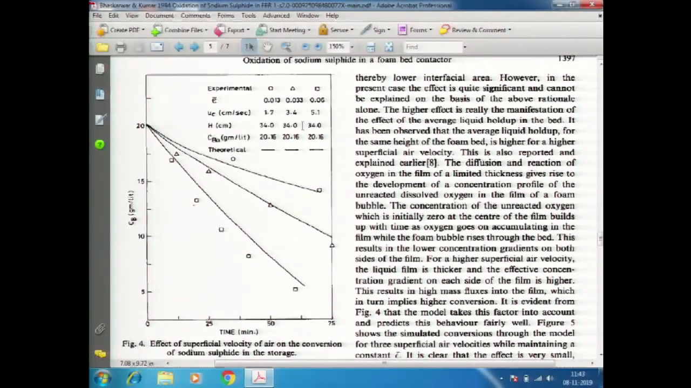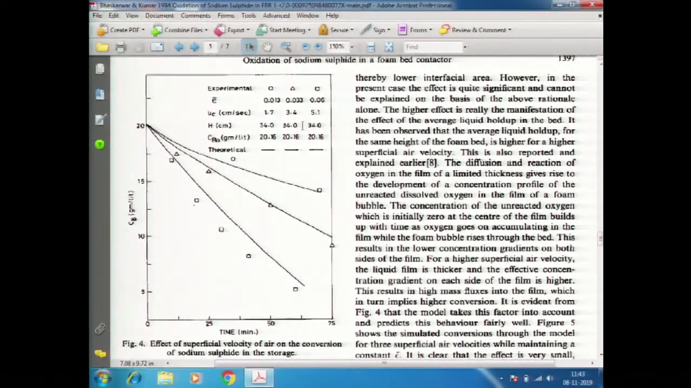You see, epsilon bar is the liquid holdup, average liquid holdup, which you measure with the help of a manometer. And UC is this superficial velocity, we pass increasing rates of air through the column. So, the finding is that for oxidation of sodium sulphide, if you have more rapid air flow rates, the conversions are faster. The model reasonably predicts that.